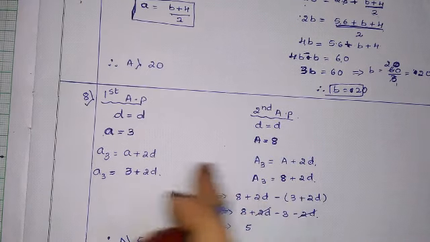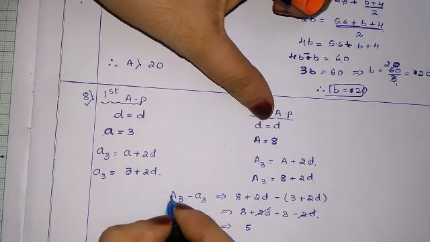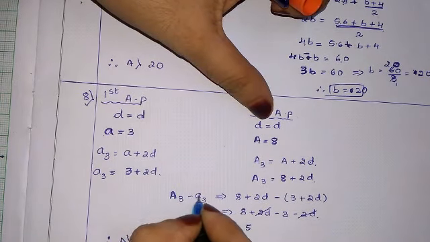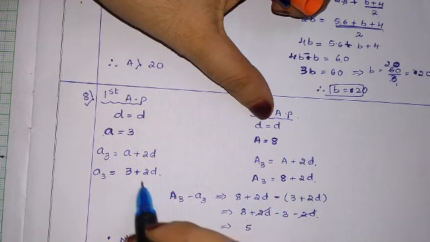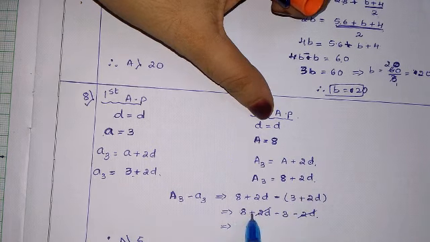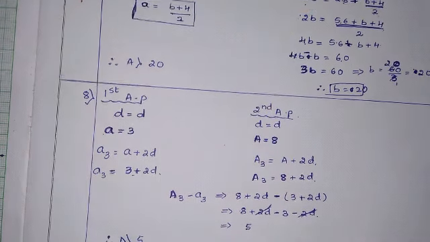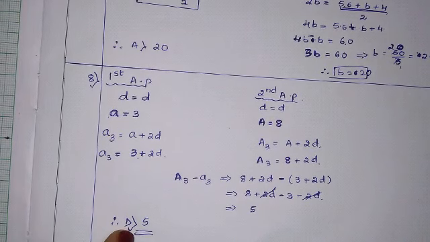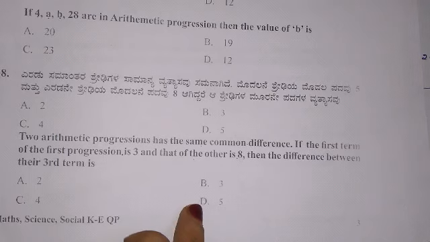Now the difference between their third terms: A3 minus a3 is equal to 8 plus 2D minus (3 plus 2D). That is 8 plus 2D minus 3 minus 2D. The 2D gets cancelled. 8 minus 3 is 5. So the difference between their third terms is 5. So the correct option in this is D, 5.